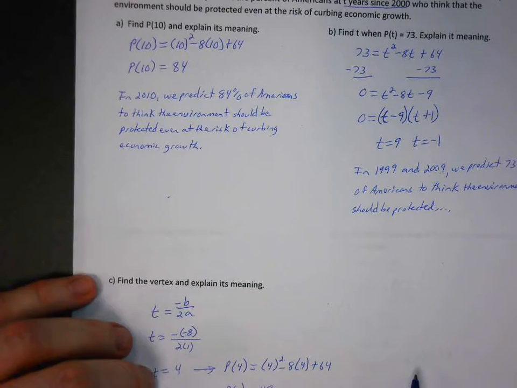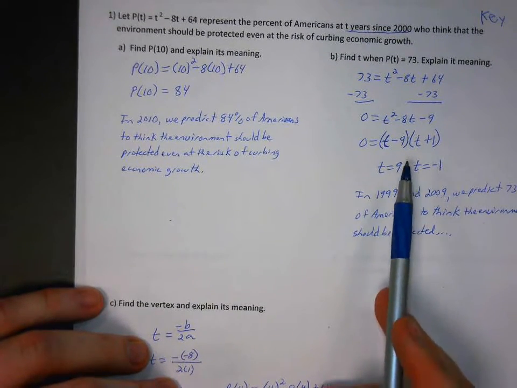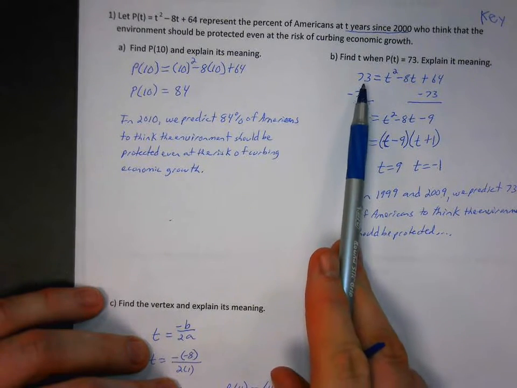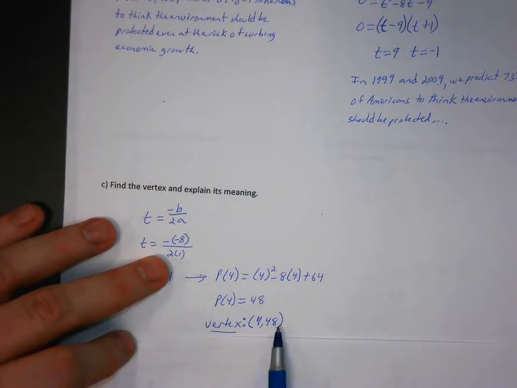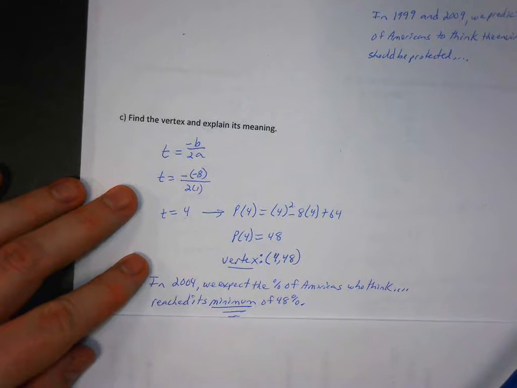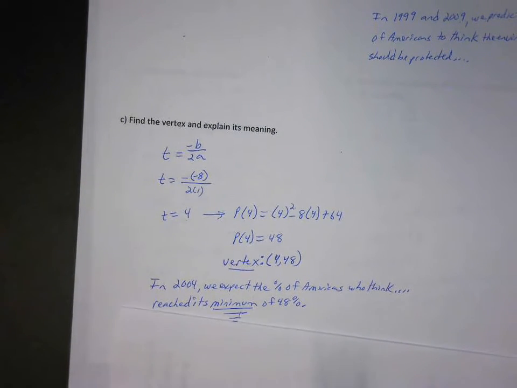Well, remember that a vertex is the highest or lowest point. In part B, we found that after -1 and 9 years, we had 73% of Americans believing the environment should be protected. Well, 48 is lower than that. So that means that that 48% is a minimum, not a maximum, but a minimum.